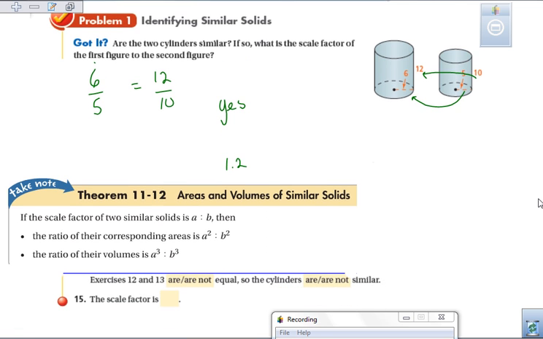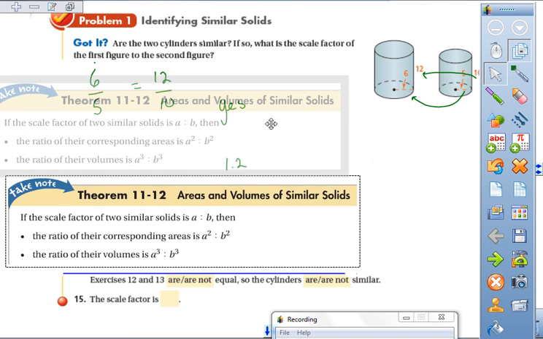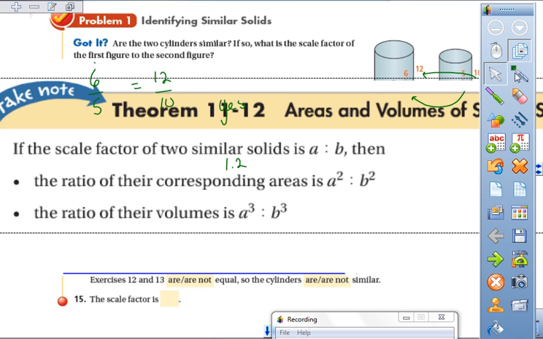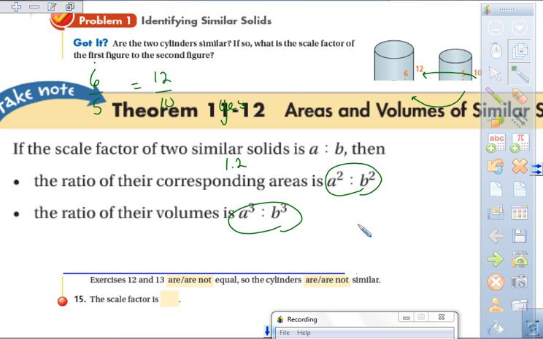Here's our rule for today. If the scale factor of two similar solids is a to b, then their corresponding areas are a squared to b squared. And the ratio of their volumes would be a cubed to b cubed. So that's the main idea for today. A squared to b squared for area, a cubed to b cubed for volume.